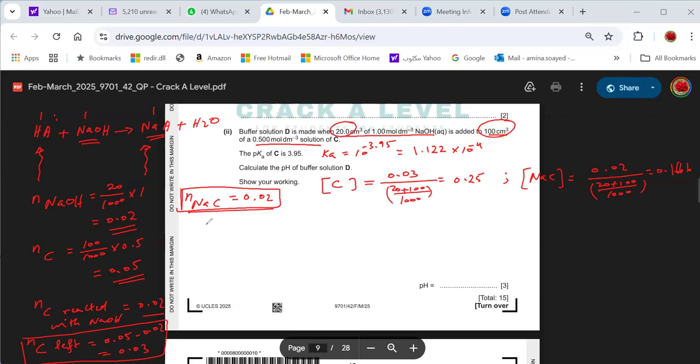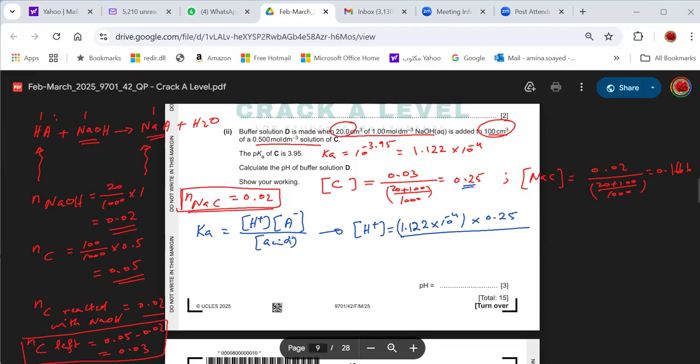And so here we said that whenever we have a weak acid in the buffer, the Ka is equal to the concentration of the H positive times the concentration of the A minus, which is the salt, divided by the concentration of the acid, which means that the hydrogen ion concentration is equal to the Ka that we got here as 1.122 times 10 to the power minus 4 times the concentration of the acid, which is the 0.25, divided by the A minus, which is 0.1666.